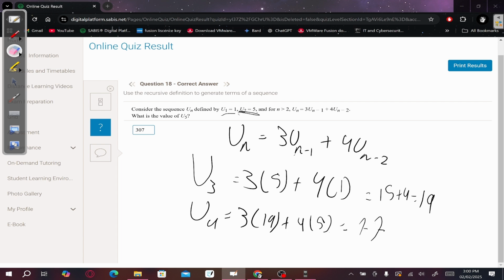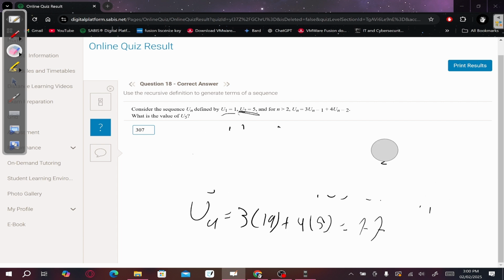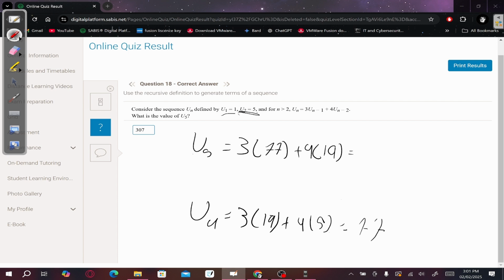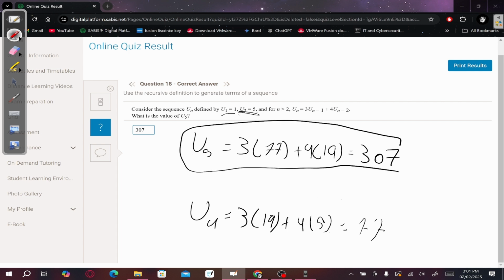Now I'm going to erase the numbers above because I don't need them. So u5 is 3 times un minus 1, which is u4, so 3 times 77, plus 4 times un minus 2. n minus 2 is 5 minus 2, which is 3, which we found to be 19. So u5 is 3 times 77 plus 4 times 19, which gives you 307. This is your final answer.